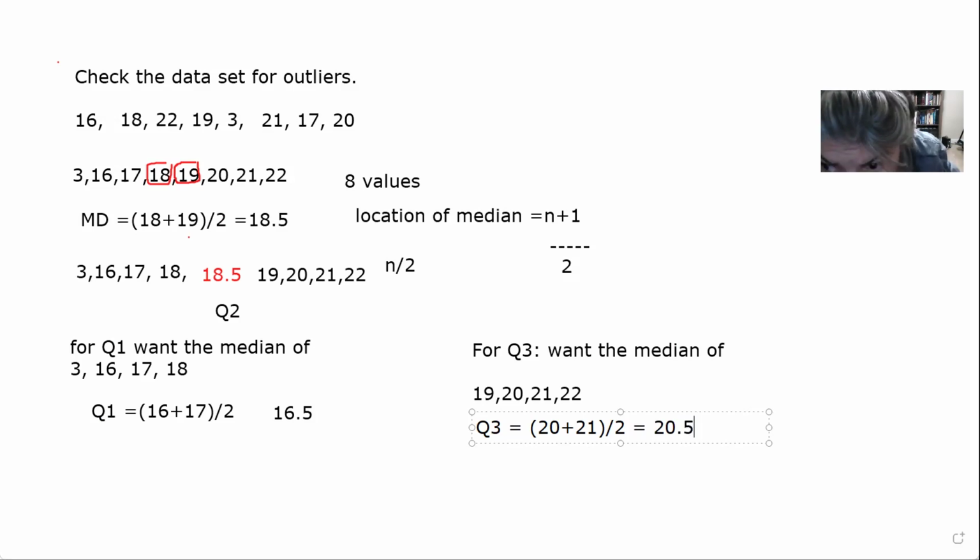20.5. So now we have our data. Our median is 18.5. Our Q1 is 16.5, and our Q3 is 20.5. We need all of that in a minute. So 16.5, 18.5, and 20.5.